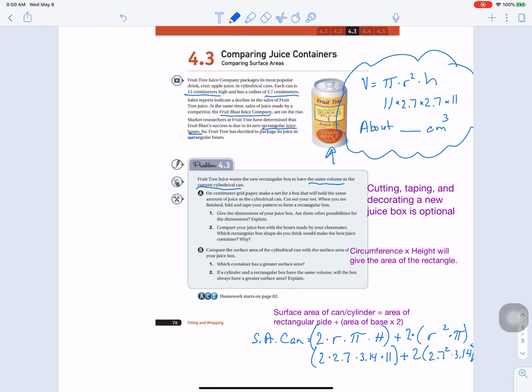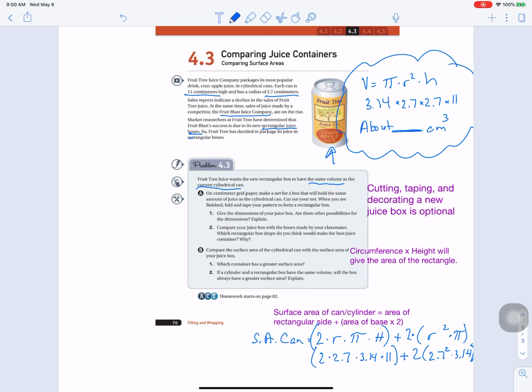This is review from yesterday. So you take the volume: height times radius squared times pi. Whoops, I made an error here. This should not be that. That should be 3.14. Okay, so get the answer to that. That will then help you with the rectangle that you're going to create.